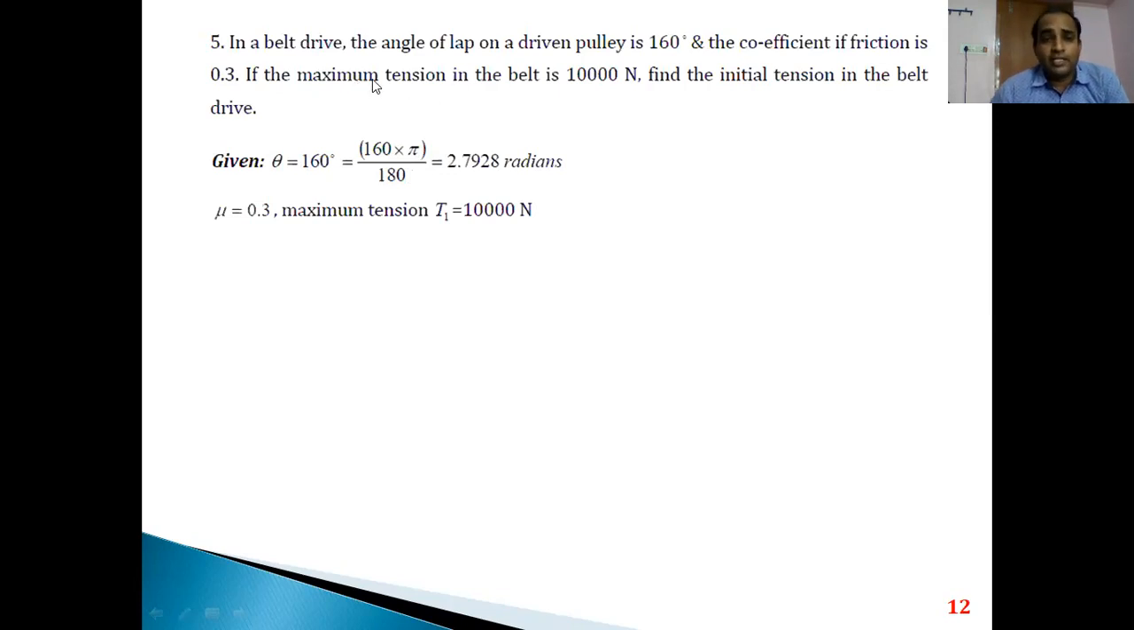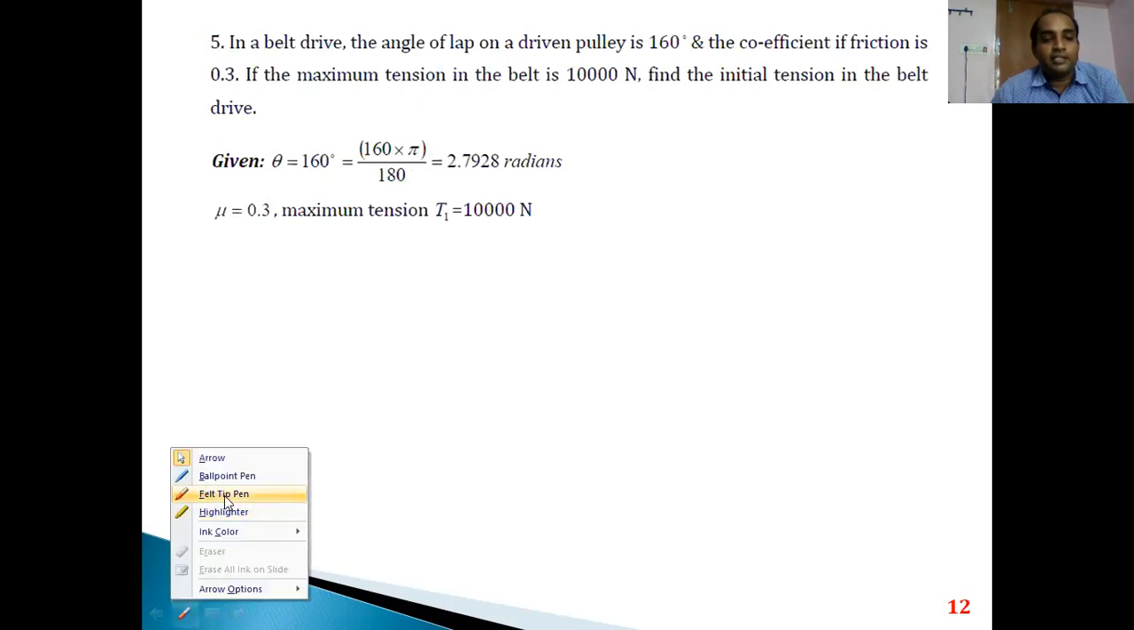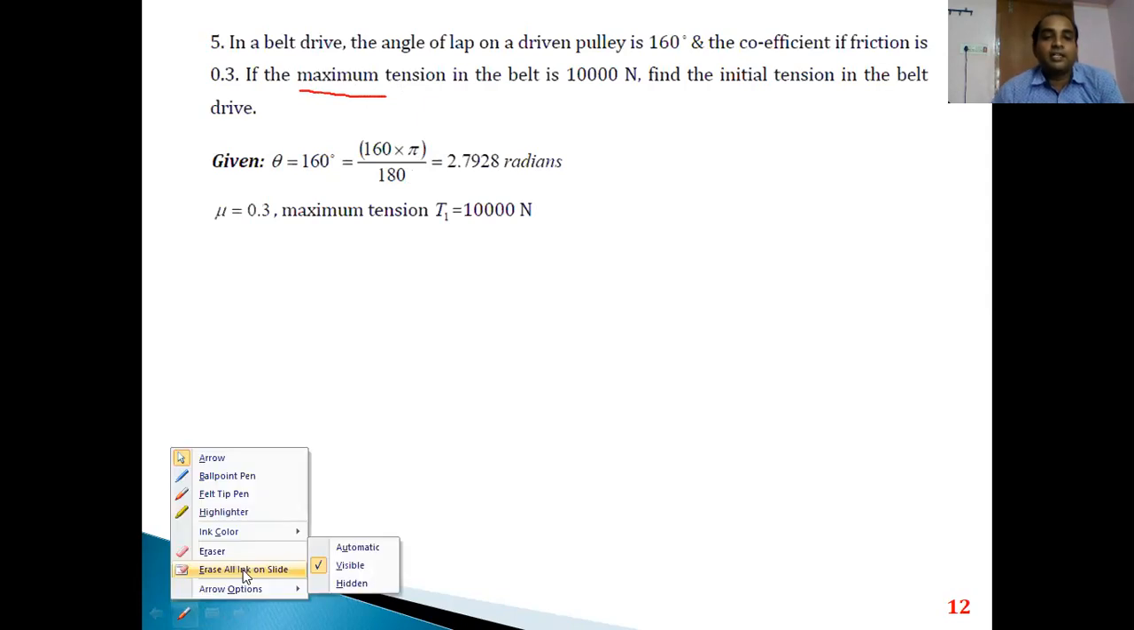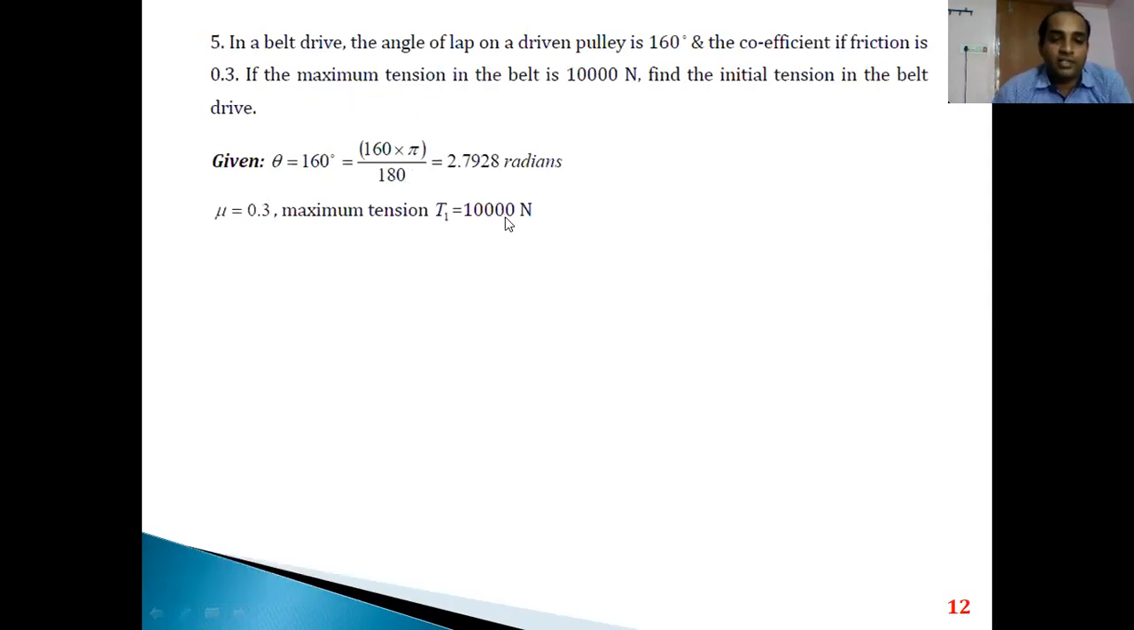Always remember, the tension in the tight side is nothing but the maximum tension. The question here says that there is a maximum tension. Maximum tension means it is the tension of the tight side. So always remember, the maximum tension given is the tight side itself. So that is T1, 10,000 newtons.